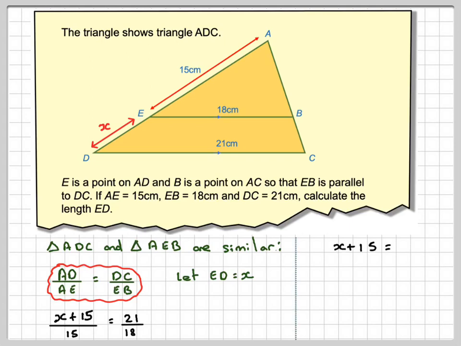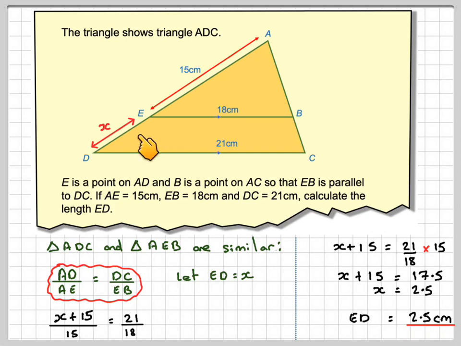And then if I rearrange that, X plus 15 will be 21 over 18 times 15. And I'm going to get X plus 15 is equal to 17.5, and therefore X is equal to 2.5. Therefore, ED will be equal to 2.5 centimetres. The length that I'm asked to find will be 2.5 centimetres.